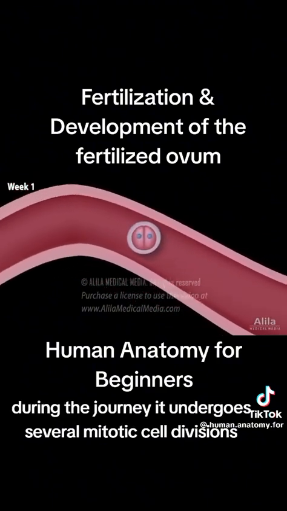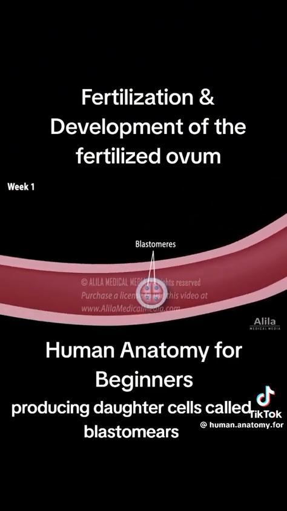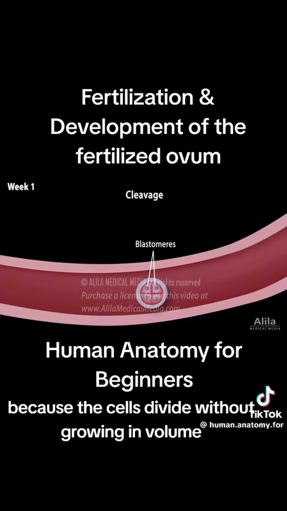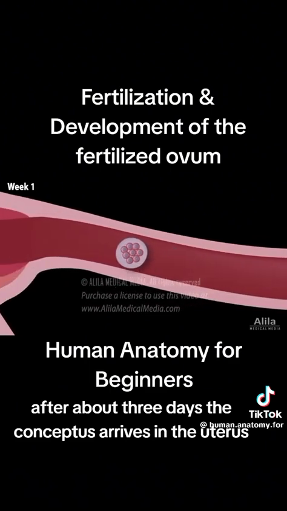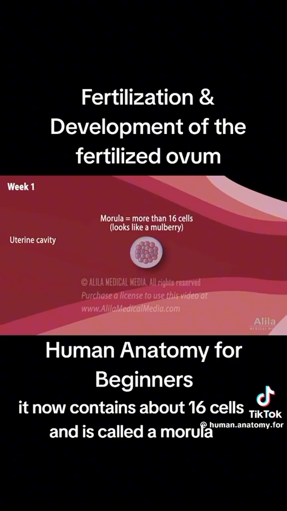During the journey, it undergoes several mitotic cell divisions, producing daughter cells called blastomeres. This process is known as cleavage because the cells divide without growing in volume. After about 3 days, the conceptus arrives in the uterus. It now contains about 16 cells and is called a morula.